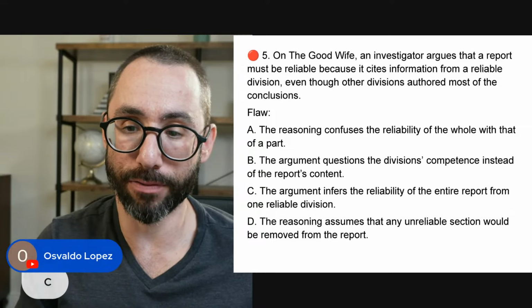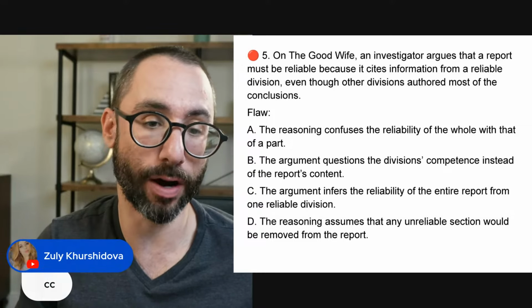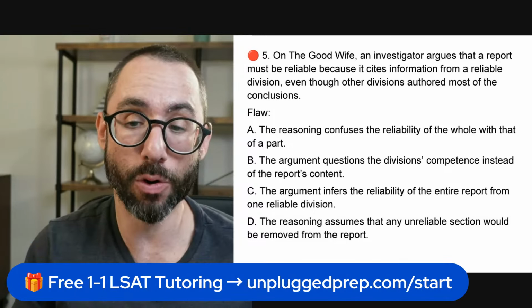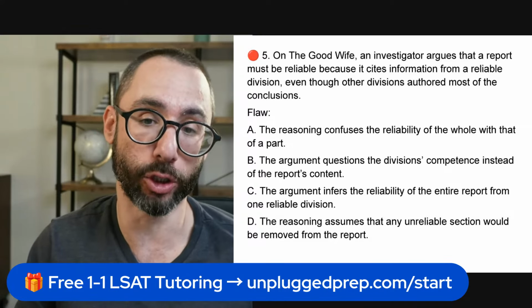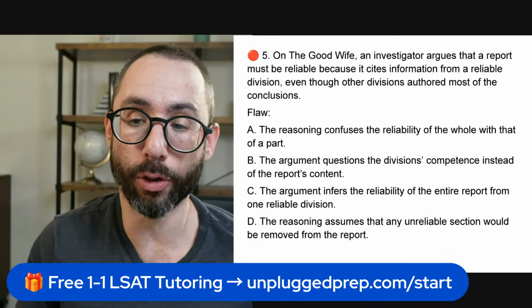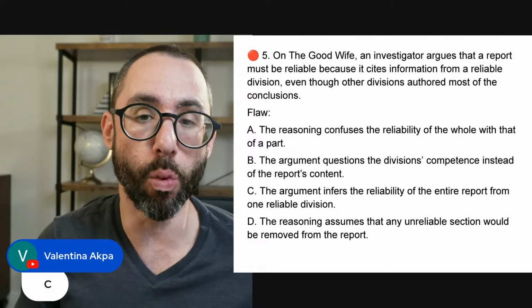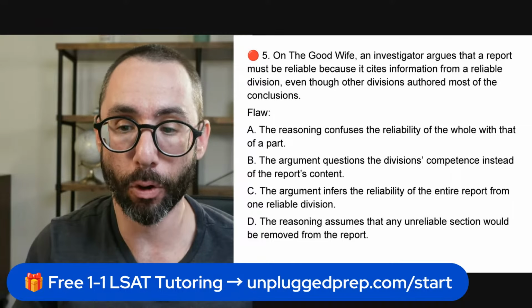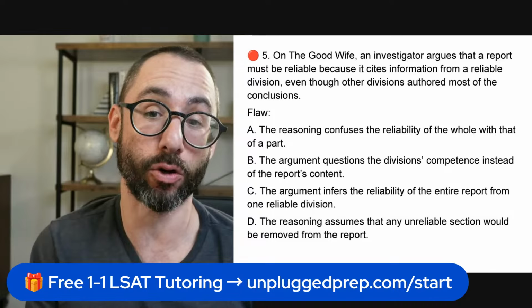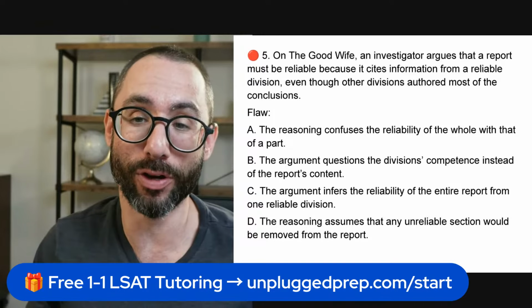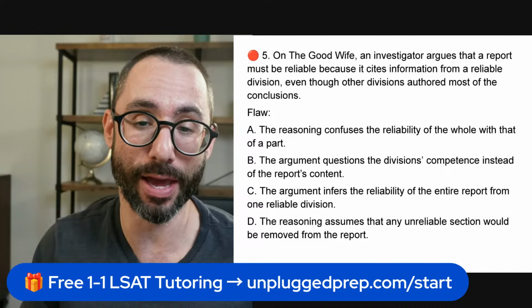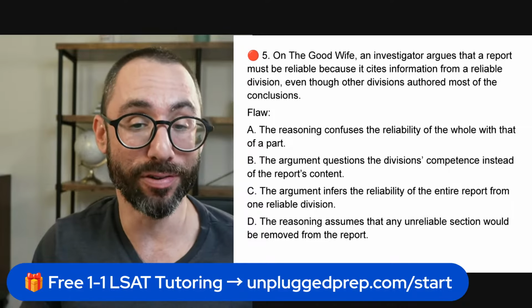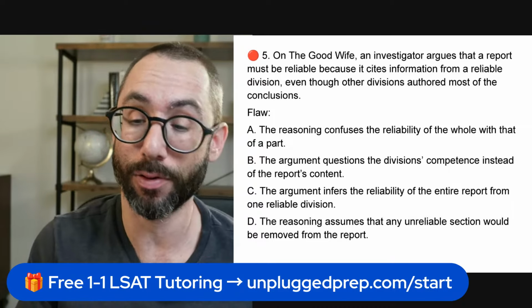Autumn, Anne, Osvaldo, Zuli all saying C, Giovanna saying C. Well done, folks. The answer is in fact C as in Charlie. They infer the reliability of the entire report from one reliable division. They're over-indexing themselves on that single reliable division. Maybe the other divisions are unreliable, for example, so we can't make a broad generalization from a sample that might be unrepresentative. Well done, folks.